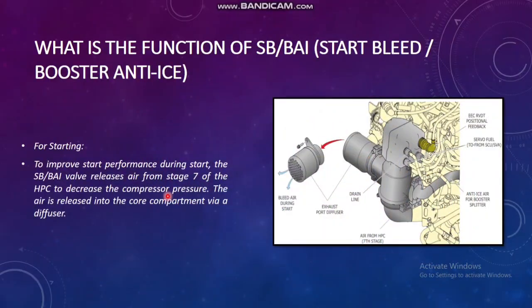During the starting, to improve the start performance, the start bleed booster anti-ice valve releases the air from stage 7 of the high pressure compressor to decrease the compressor pressure. The air is released into the core compartment via the diffuser. So this is your diffuser, and the air will come out through this as excess air. This will also give the best performance during engine start.